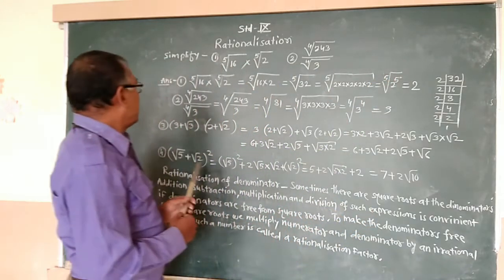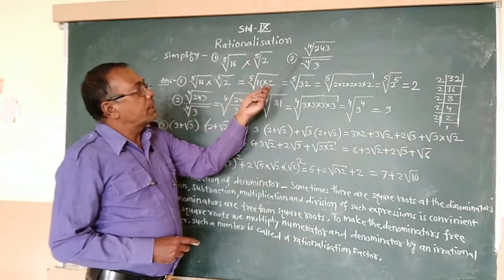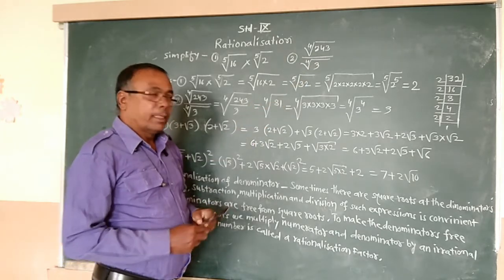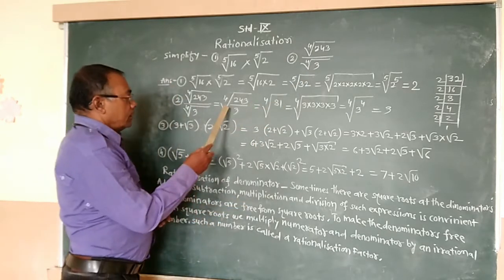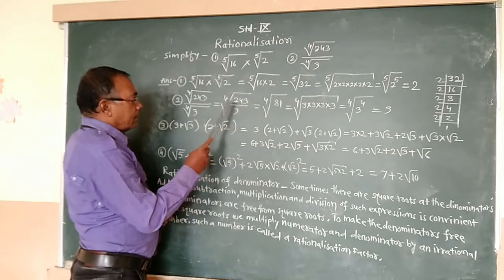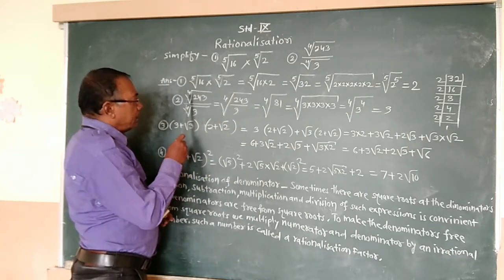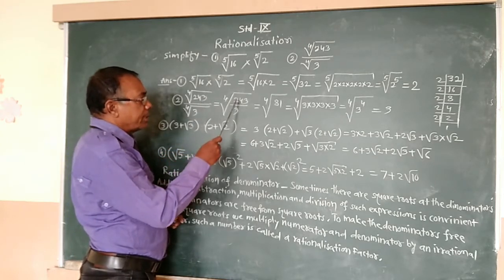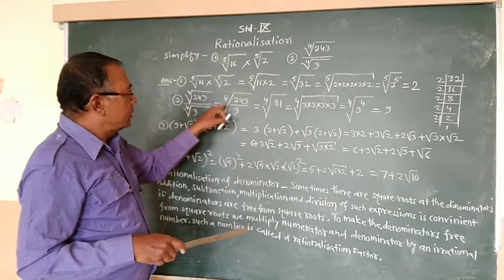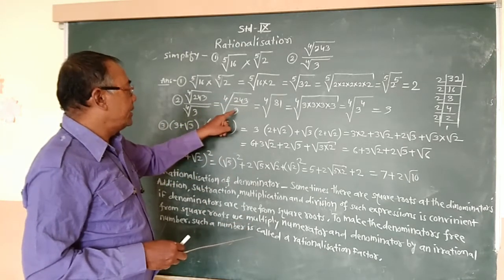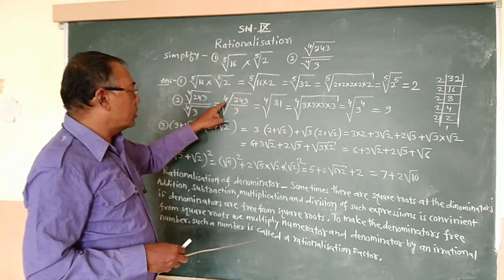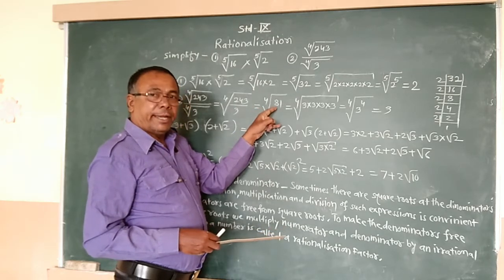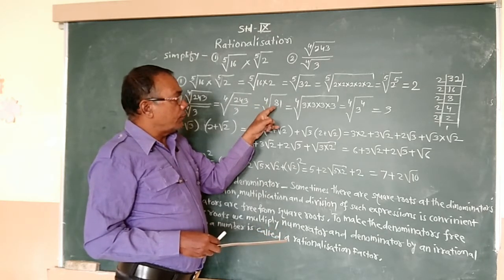Now here we have another example: the 4th root of 243 divided by the 4th root of 3. Here both the radicals have the same order 4, and since there is division, the division can be done under one radical sign. So 243 divided by 3, and the order is 4. Now 243 divided by 3 is 81, so the 4th root of 81.